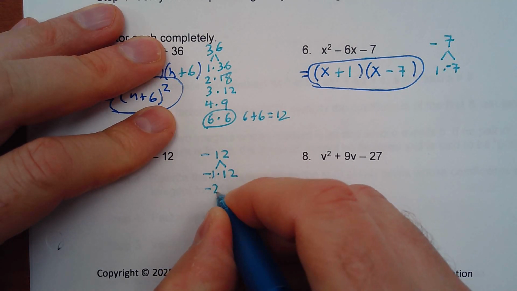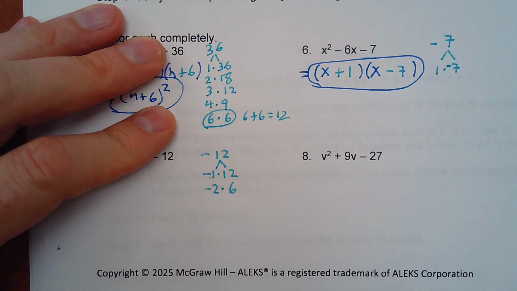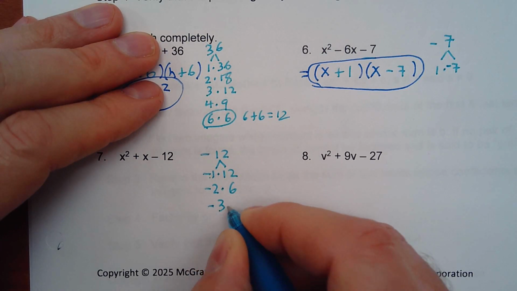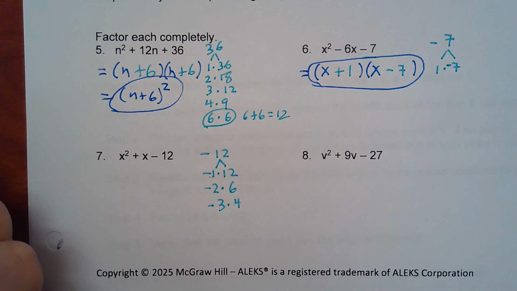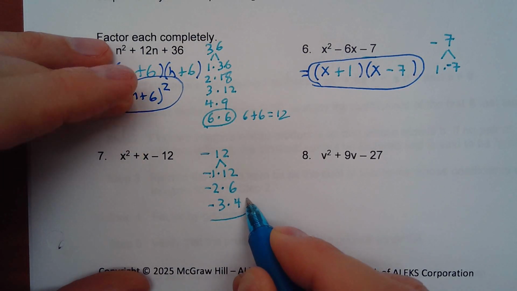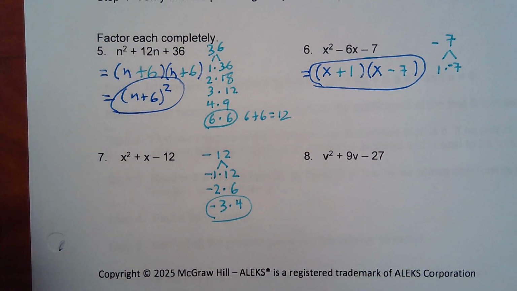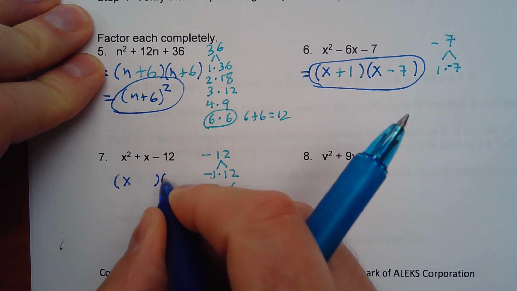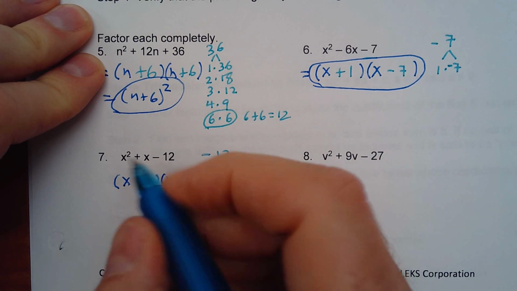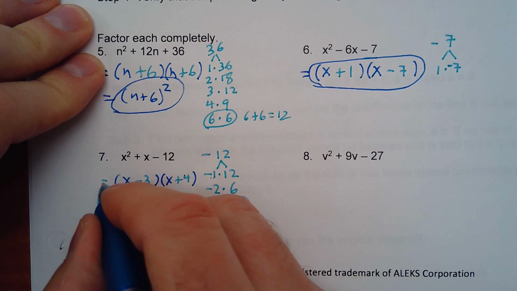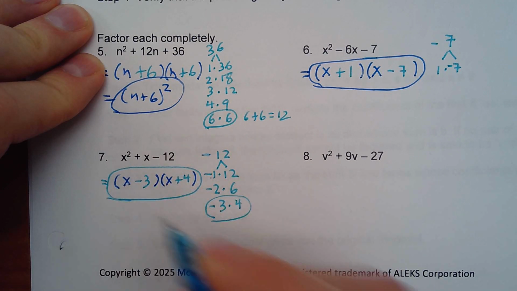So let's do a -2 times 6. That gives us 4. So that doesn't work. Let's do -3 times 4. Well, that's the combination I want. So I'm going to have x minus 3 times x plus 4. And that will be my factorization.